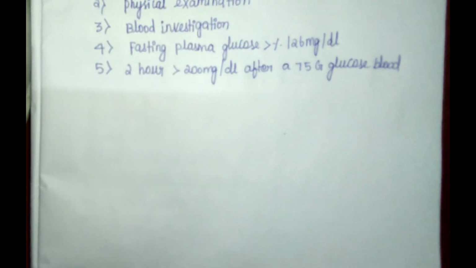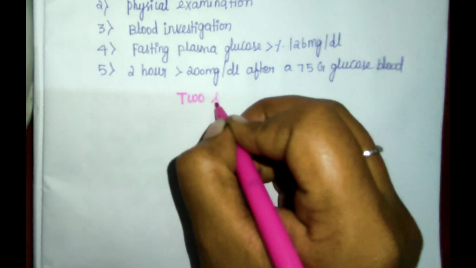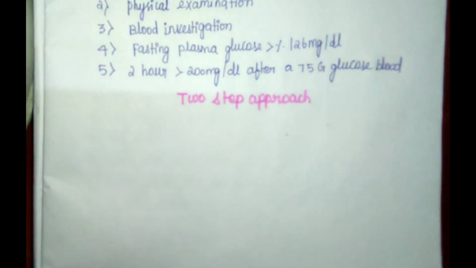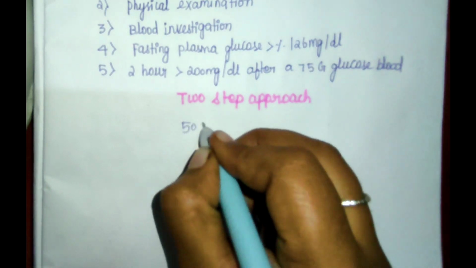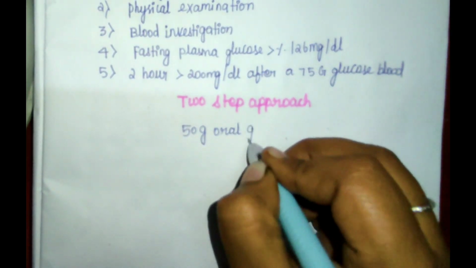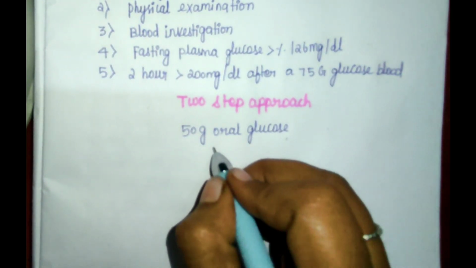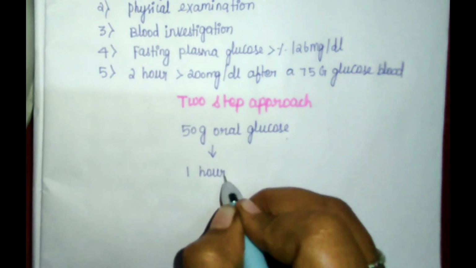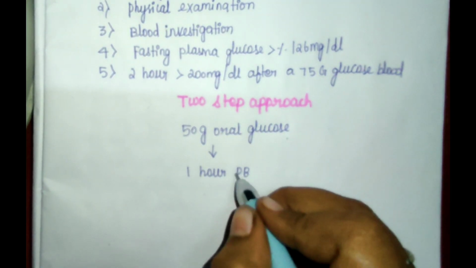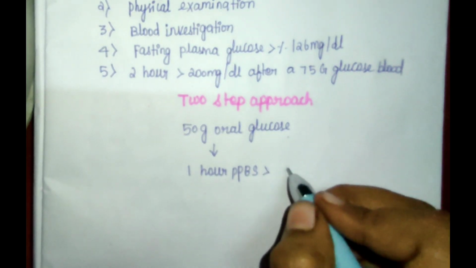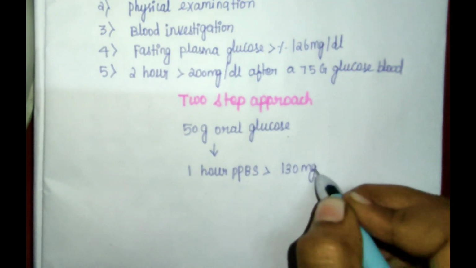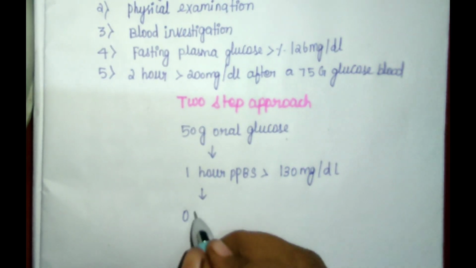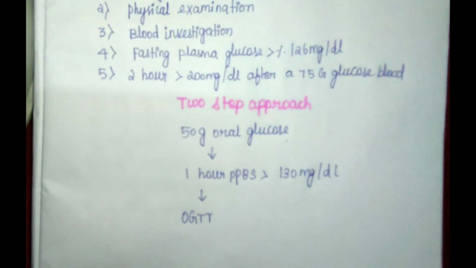Now we are going to see the two-step approach. In the two-step approach, first we are going to give 50 grams of oral glucose. After 50 grams of oral glucose, we are going to check at 1 hour. It should be 130 mg/dL. So it is the oral glucose tolerance test.